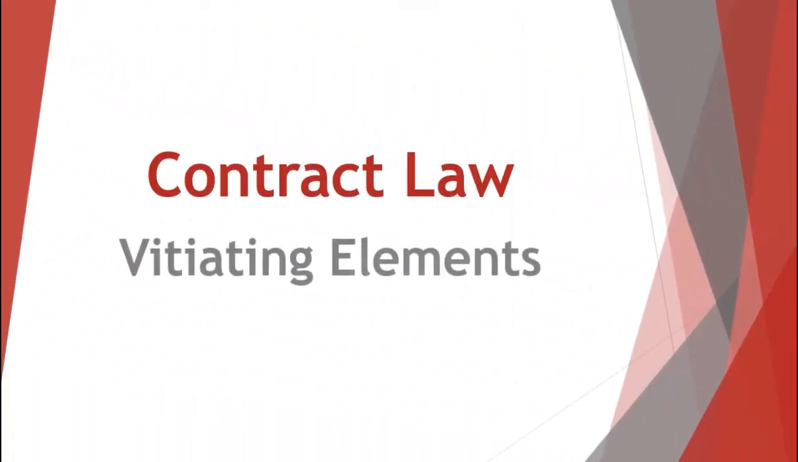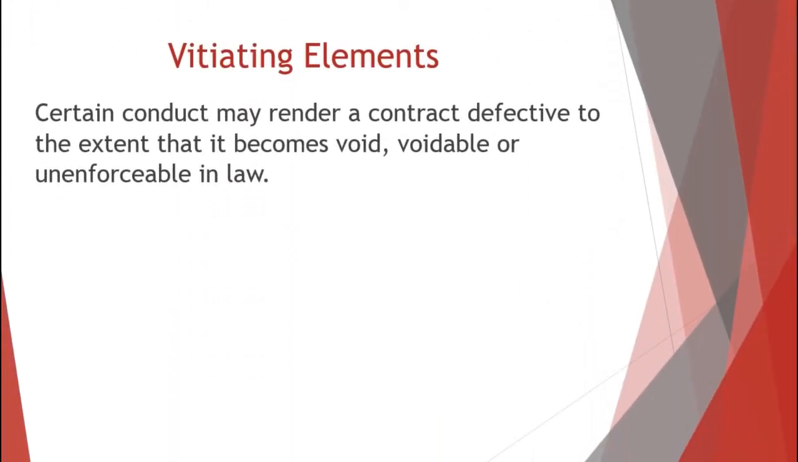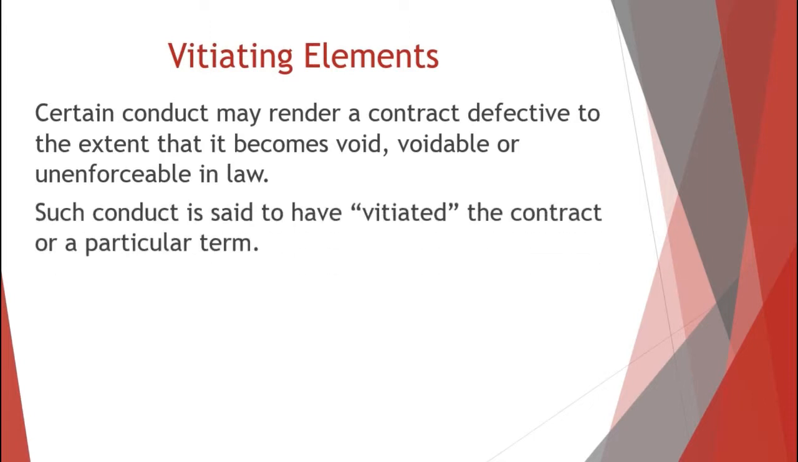Vitiating elements. Certain conduct may render a contract defective to the extent that it becomes void, voidable, or unenforceable in law. Such conduct is said to have vitiated the contract or a particular term. This tutorial provides an overview of 5 common examples: misrepresentation, duress, undue influence, mistake, and illegality.